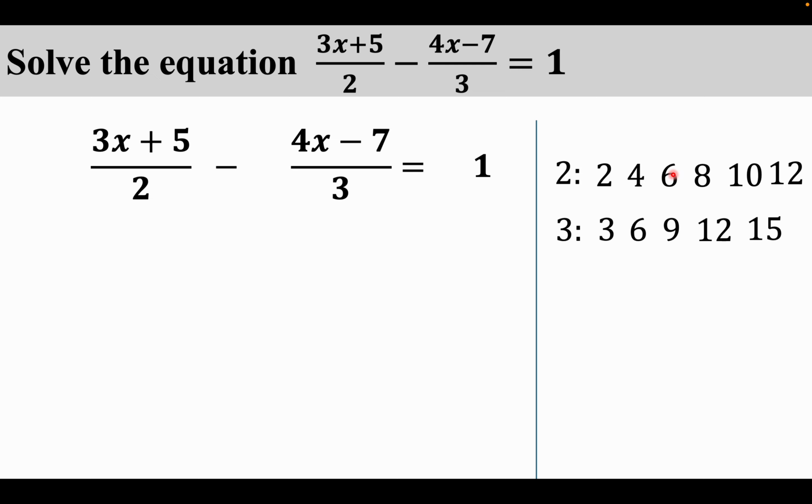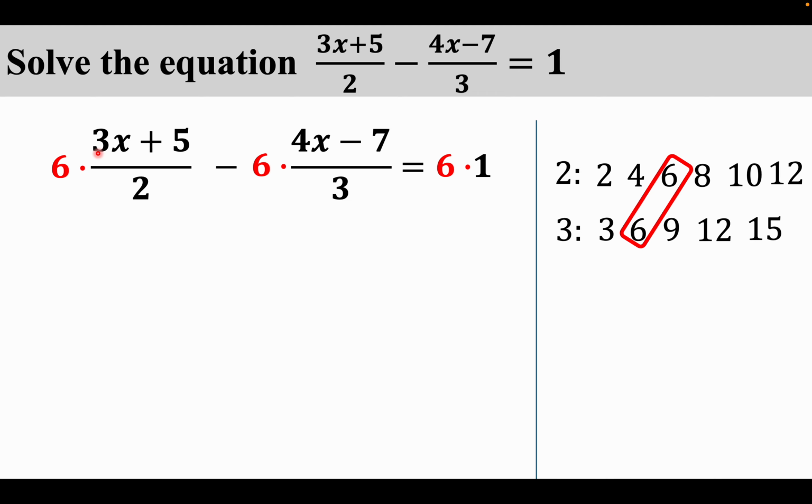But when you multiply it by 6, you're dealing with smaller numbers, right? And if you work with smaller numbers, it's kind of easier to multiply or divide by that smaller number compared with the bigger number. So multiplying by the lowest number they have in common would be the better choice. So let's go ahead and multiply every term by 6.